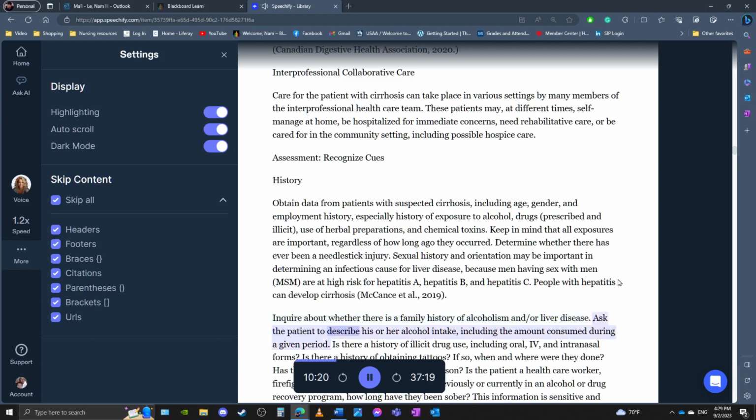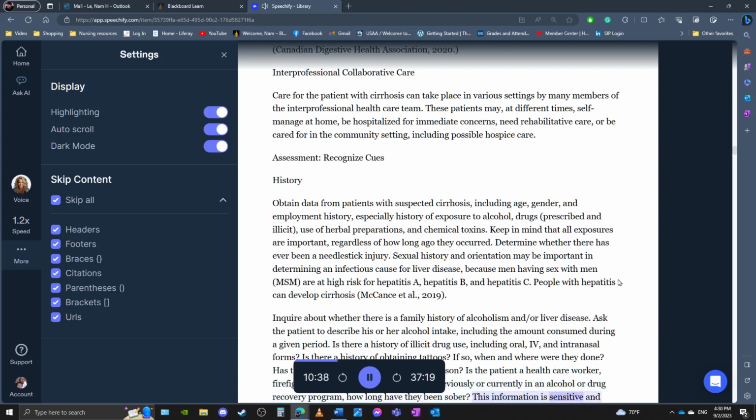Ask the patient to describe his or her alcohol intake, including the amount consumed during a given period. Is there a history of illicit drug use, including oral, IV, and intranasal forms? Is there a history of obtaining tattoos? If so, when and where were they done? Has the patient been in the military or in prison? Is the patient a healthcare worker, firefighter, or police officer? For patients previously or currently in an alcohol or drug recovery program, how long have they been sober?